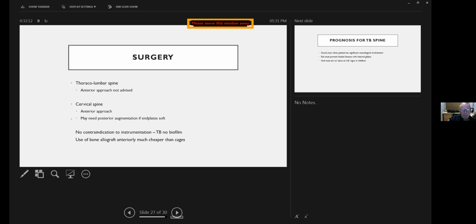Okay, I don't want to harp on the surgery too much. In the thoracolumbar spine, I've tried it.